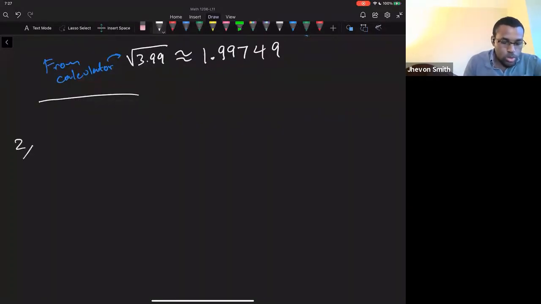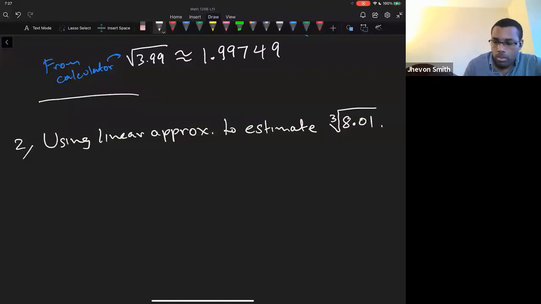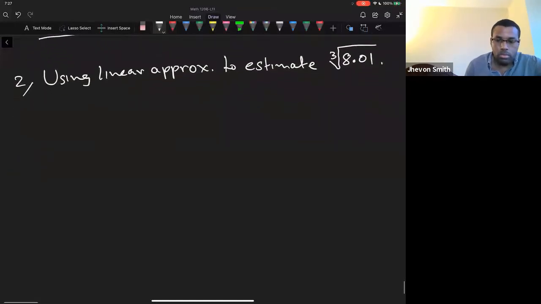So 2, I'm going to ask you to do this again, but with a different function. And you can maybe try it over the break. Use linear approximation to estimate what I want, the cube root of 8.01. And we will do that when we return after these commercials.